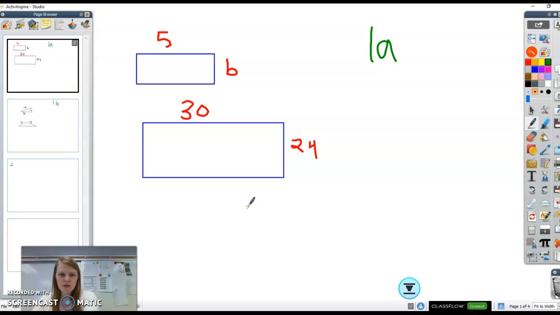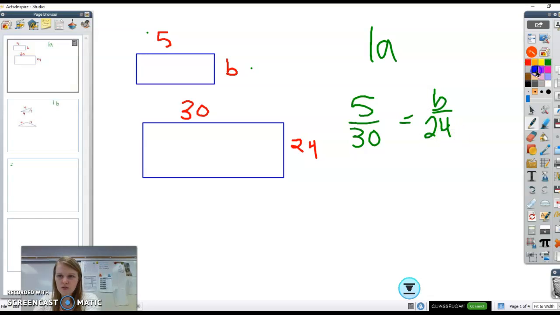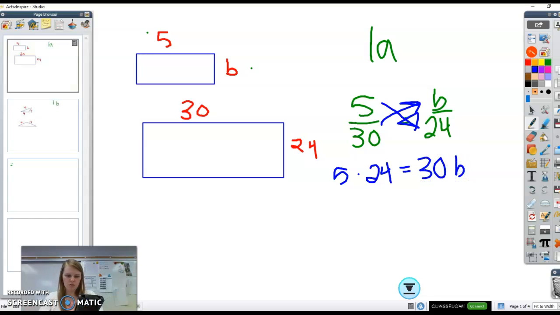What I'm going to do here is set this up. I'm going to put 5 over 30. Since I put 5 on top, it needs to match up with the other small rectangle measurement, B over 24. Now I can cross multiply and divide. So I'm going to take 5 times 24, and on the other side, 30 times B. What is 5 times 24? I'm getting 120 equals 30B.